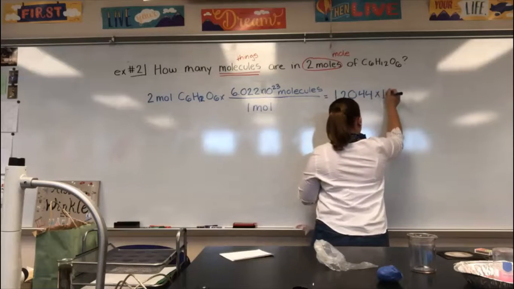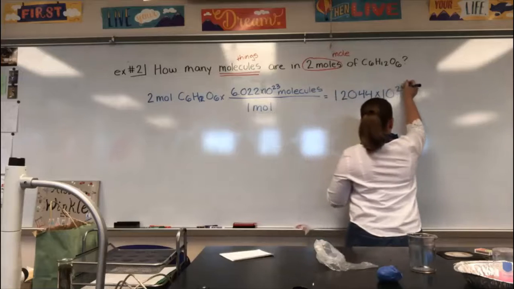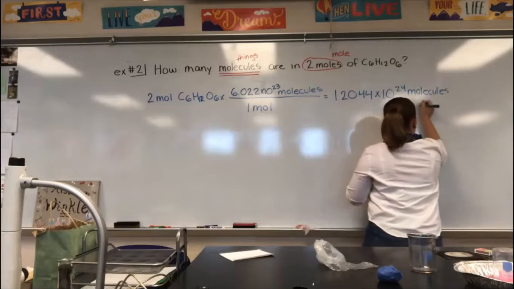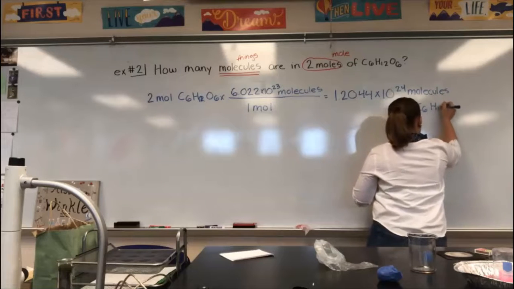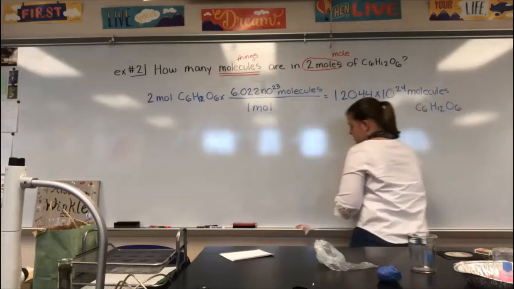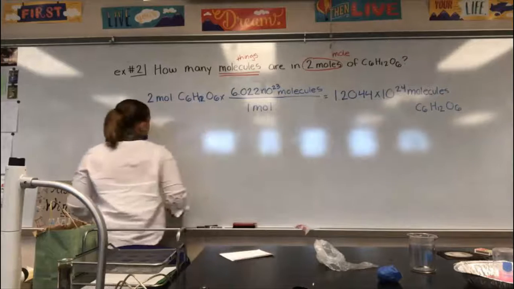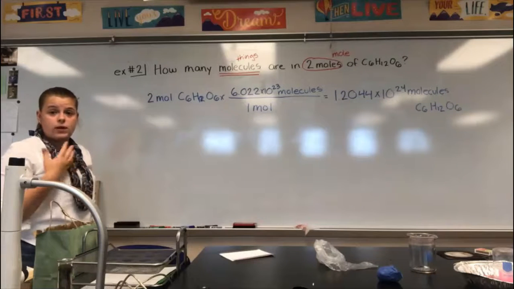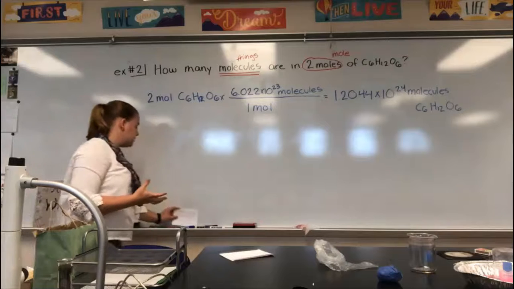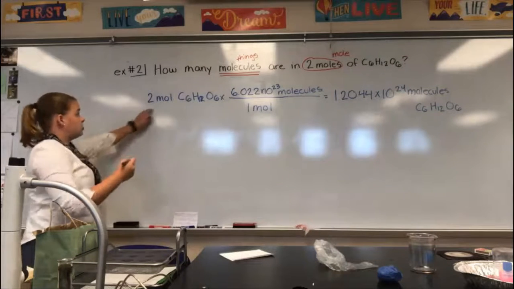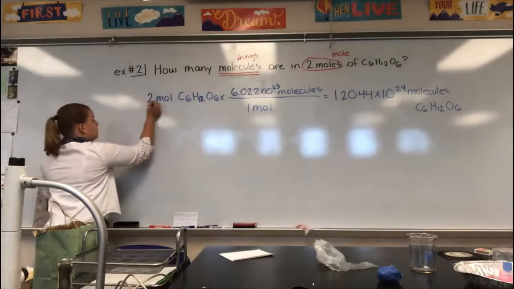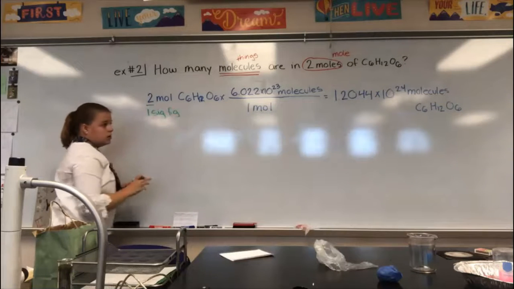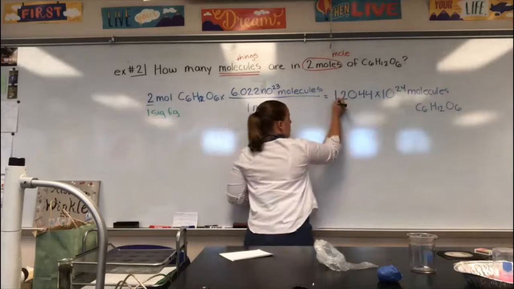You're going to get 1.2044 times 10 to the 24th molecules of C6H12O6. Now, if you give me that answer, you're not going to get full points, and you actually might get the whole question wrong, because again, we got to do sig figs. So, we have 2 moles. 2 only has 1 sig fig, so we got to round our answer to 1 sig fig.